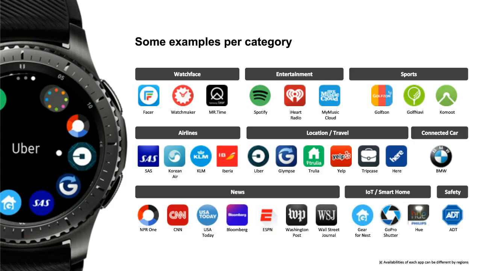In terms of what apps are already in the store, we have major players in different categories: watch faces, entertainment, connected car, airlines, sports, news, even IoT. Spotify has their own app already for the Gear S3, and Uber, which is a very nice experience. We recommend that you check it out. We also have BMW, Facer that has very nice watch faces, Korean Air, CNN, NPR, ESPN. So we have a lot of good applications already in the store, and we see that it's going to continue to grow.